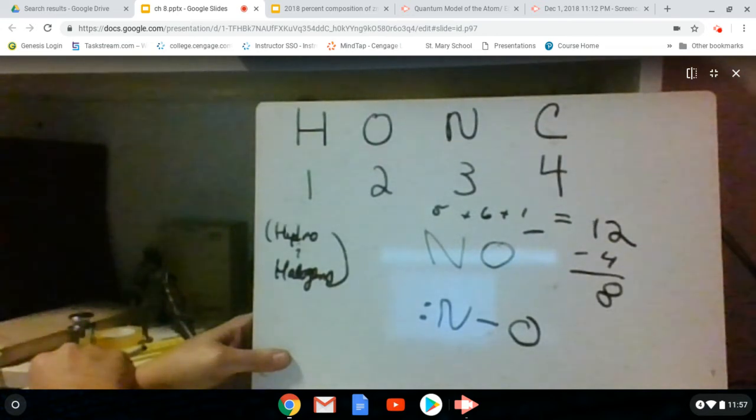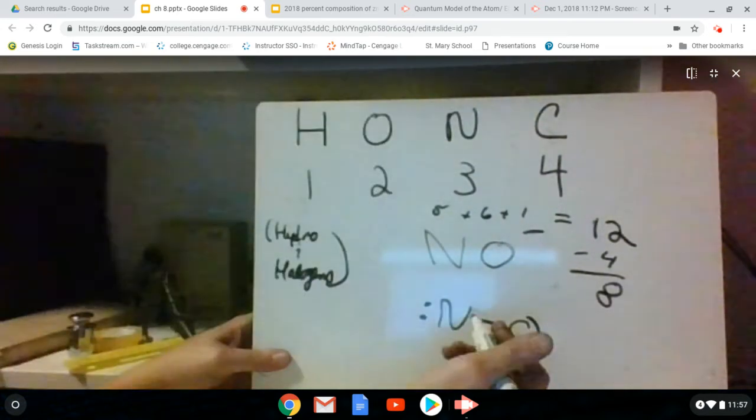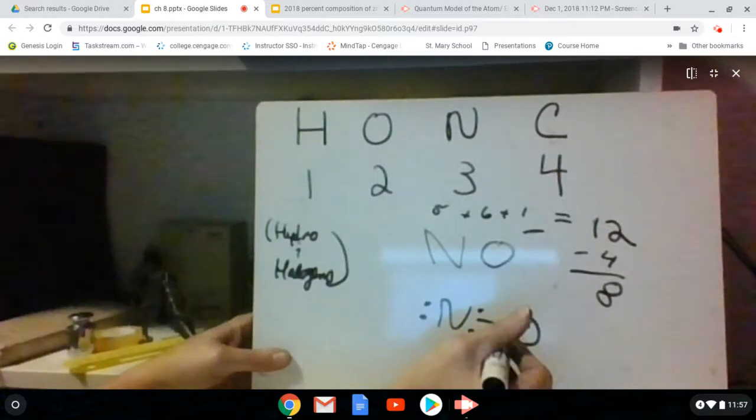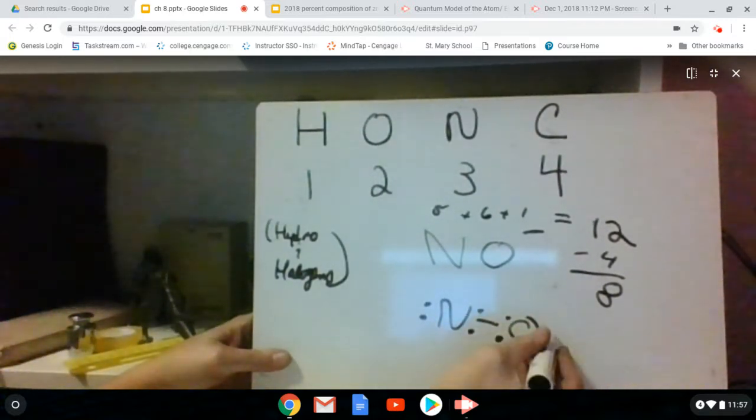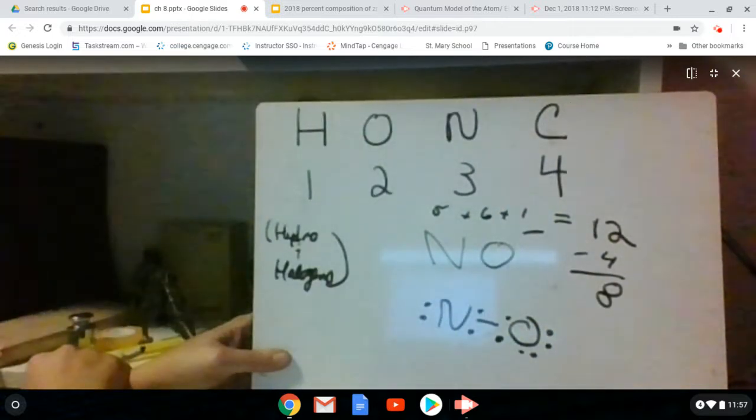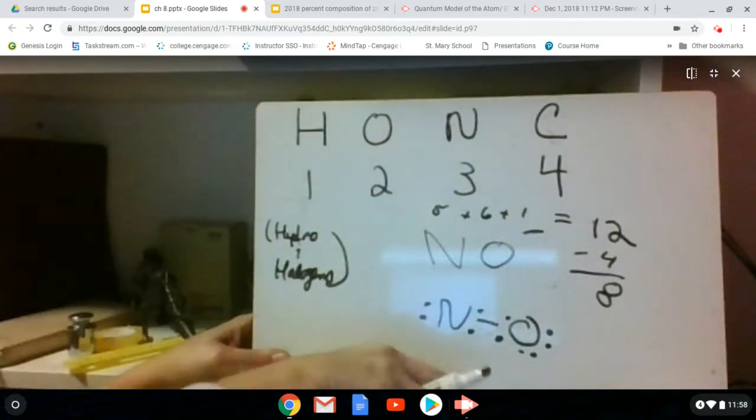So nitrogen can make 3 bonds. Let's just put them there and them there. And that's 4, 5, 6, 7, 8. But that doesn't make any sense, does it? No. All right, so let's try this again.